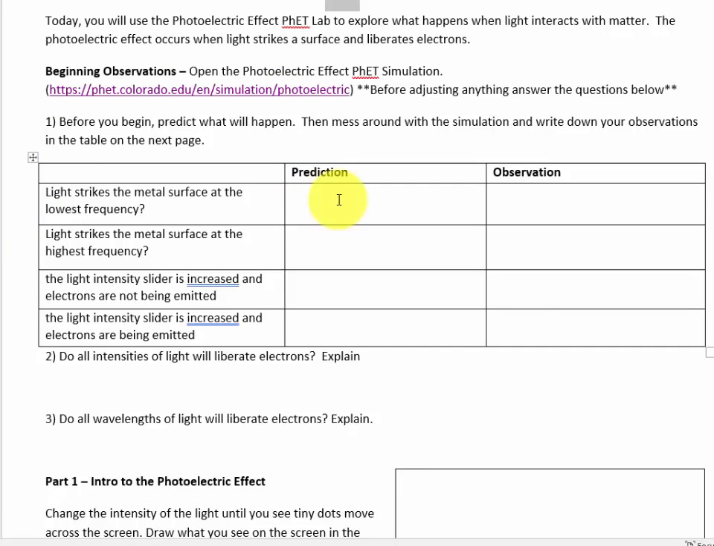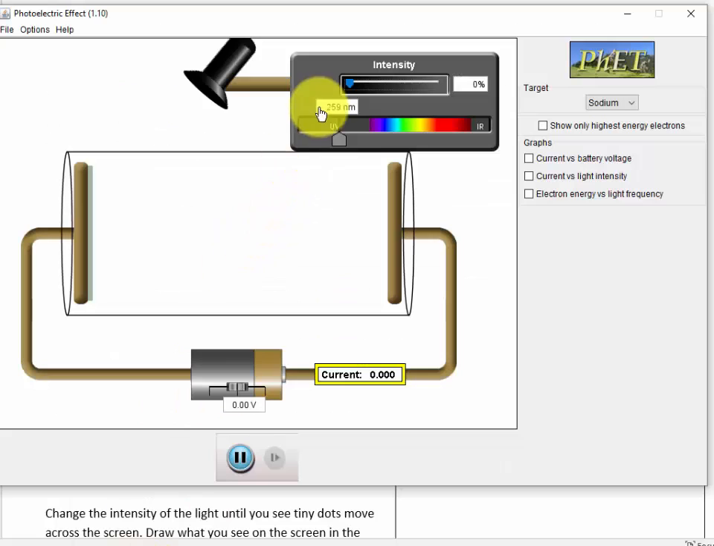And I first want you to make some predictions on what's going to happen if light strikes the metal surface at the lowest frequency, the highest frequency, and if we were to increase the intensity while electrons are not being emitted, and then increase the intensity while electrons are being emitted. So make your predictions, and we're going to go ahead and do that. So let me turn the light on, and lo and behold, electrons are being liberated because I'm shining ultraviolet on there. Lots of power. So I'm going to go to the lowest wavelength, the highest frequency.